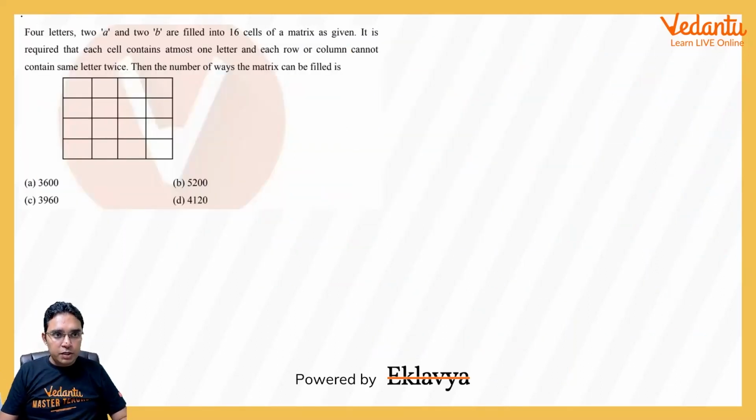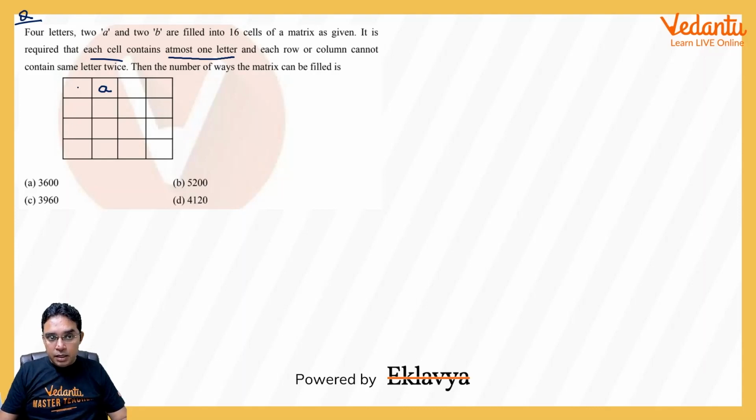Now coming to this question, which says 4 letters, 2 A and 2 B, are filled into 16 cells of a matrix as given. It is required that each cell contains at most 1 letter and each row or column cannot contain the same letter twice. The number of ways this matrix can be filled is. Please understand. Suppose my A takes place in this cell, then this cell will not contain another letter, A or B, because at most 1 letter is to be placed in each cell.